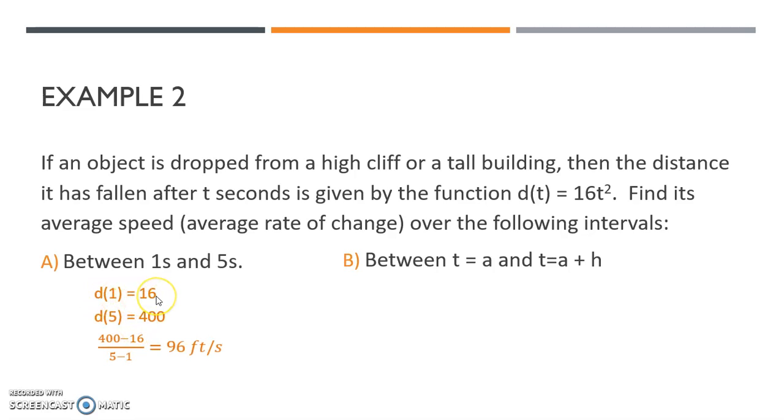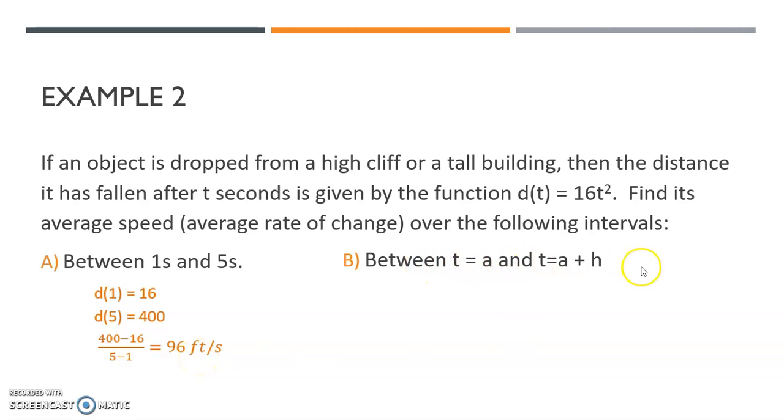So d of 1 is 16, so that gets me the point (1, 16). And d of 5 is 400, so that gets me the point (5, 400). I just put it into my formula, and I ended up with exactly 96 feet per second. And it's feet per second because we were given time in seconds, and it gave us the units of the distance in feet.